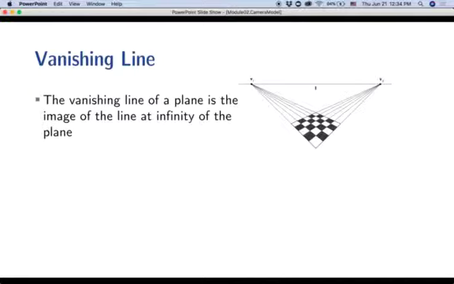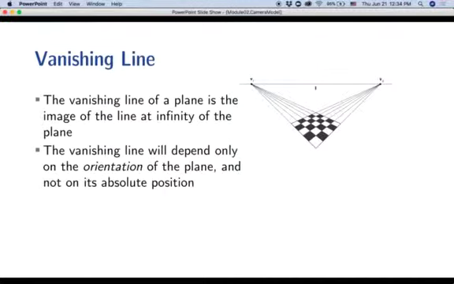Okay, so the vanishing line of a plane is the image of the line at infinity of that plane. Infinitely far away you have to go to find that. The vanishing line of the plane depends only on the orientation of the plane and not on its absolute position. This is in general what happens with entities at infinity. When we talked about an ideal point, even in P2, an ideal point depends only on the orientation in which you are moving and not on the absolute position. So an ideal point for this vector and this vector will both be the same.